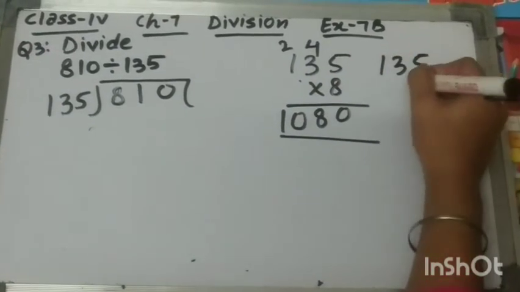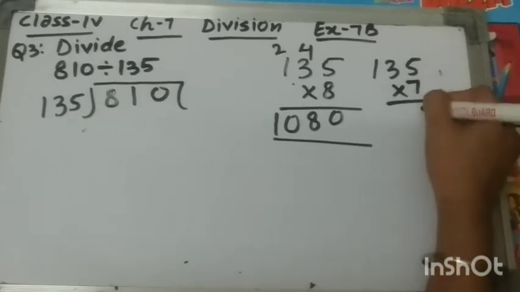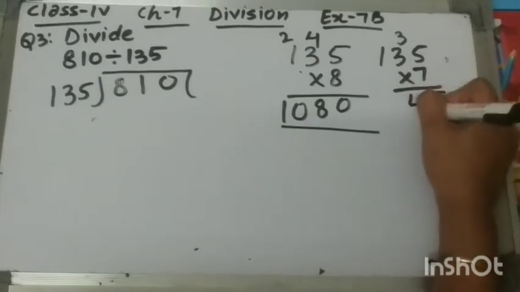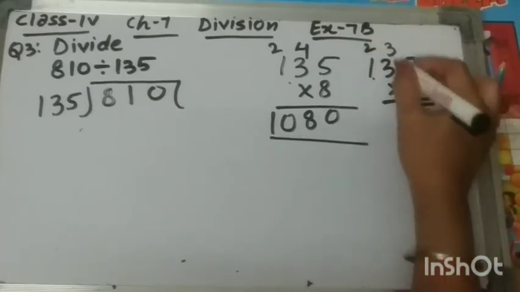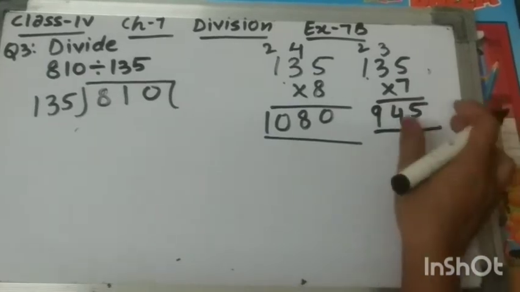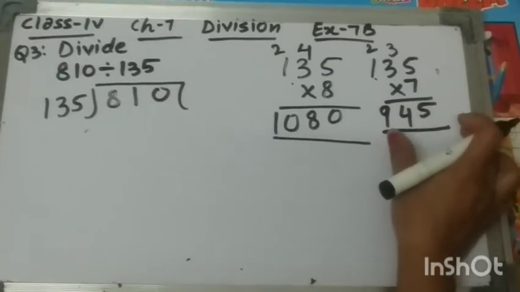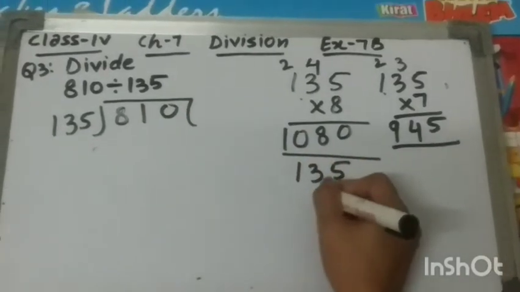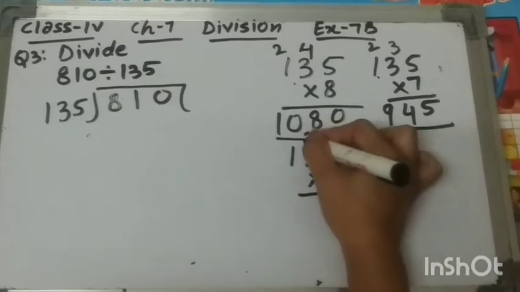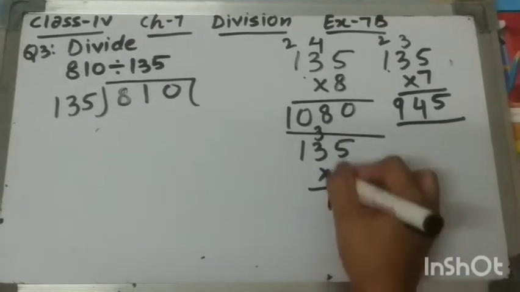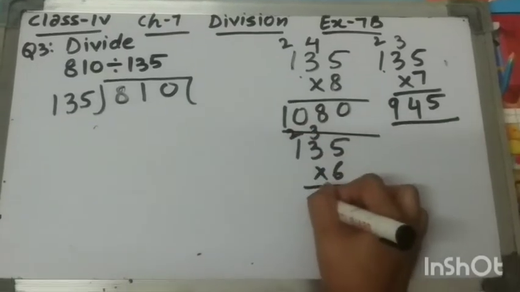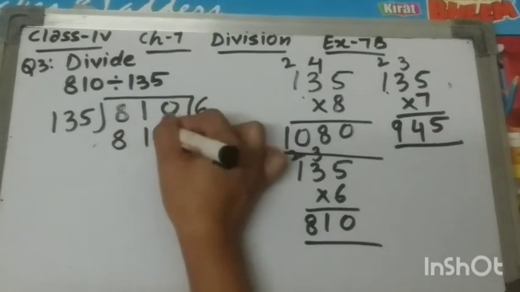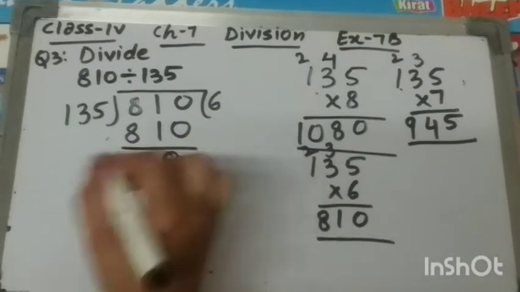135 7s: 5 7s are 35, 7 3s are 21, 21 plus 3 is 24, 7 1s are 7 plus 2 is 9. अब ये भी बड़ा है तो अब हम क्या करेंगे, 6 पे ट्राई करेंगे. 135 6s: 6 5s are 30, 6 3s are 18 plus 3 is 21, 6 1s are 6 plus 2 is 8. So 135 6s are 810. Okay, this is the first method to solve.